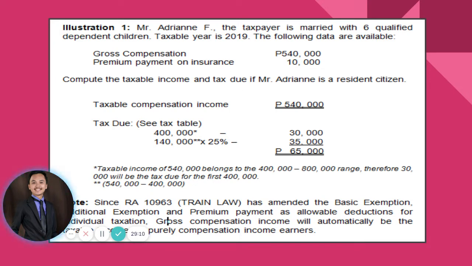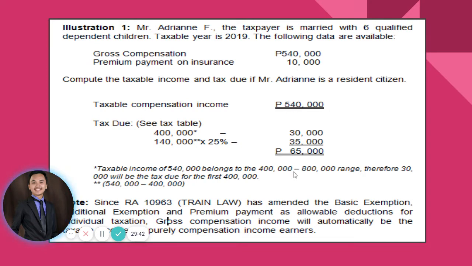So automatic taxable compensation income na to, guys, is 540,000 because again, RA 10963 or the TRAIN law has removed the basic exemption of 50,000, additional exemption of 25,000 per child for a maximum of 4 children, and premium payment as allowable deductions for individual taxation. So your gross income will automatically be your taxable income for purely compensation income earners. So our taxable income, guys, will be 540,000.